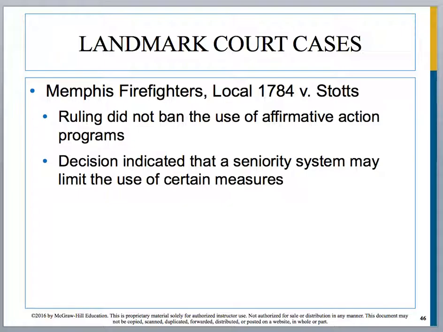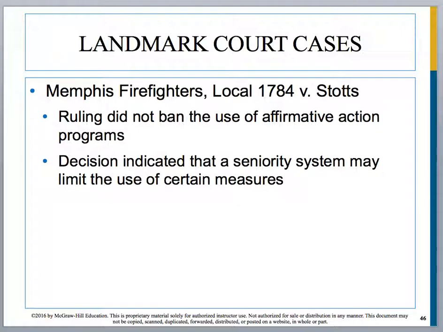In the Memphis Firefighters, Local 1784 versus Stotts, this was about a conflict between a seniority system and certain affirmative action measures taken by the city of Memphis. In 1980, the fire department entered a consent decree under which the department would attempt to ensure at least 20% of their promotions in each job classification would be granted to African Americans. It was silent on the issues of layoffs, demotions, or seniority. So it didn't cover those areas.